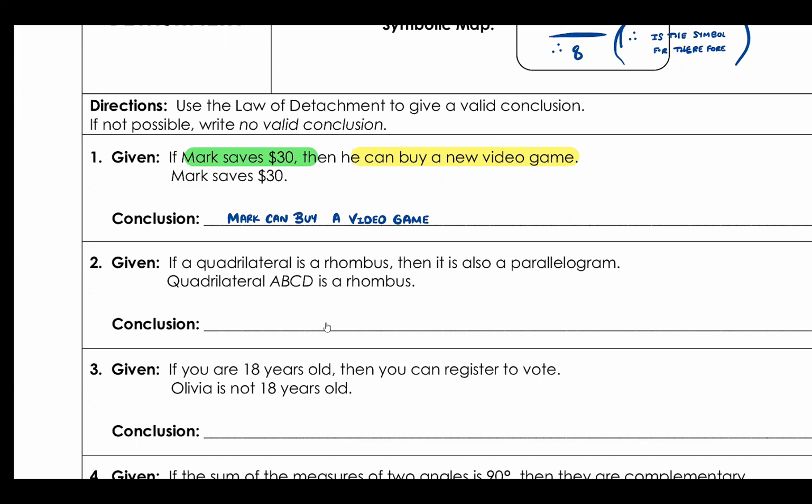What if Mark saved $29? Could he have bought a video game? Not yet. What's he got to do to be able to buy one? Got to get to 30.